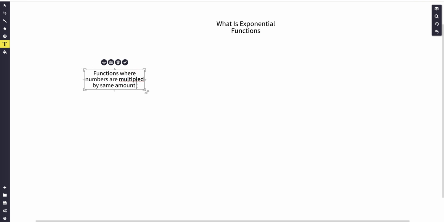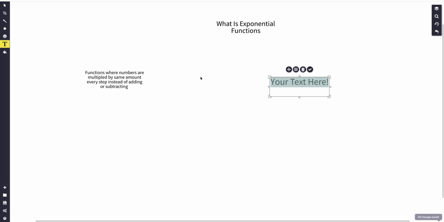the same amount every step instead of adding or subtracting. So of course there's going to be exponential decay and exponential growth. I'll get into those later, but a simpler way to interpret that definition is that it's where numbers grow or shrink by the same factor each time. I feel like that's simpler to understand. Like we saw in the example, it's just multiplied by 2 each time.